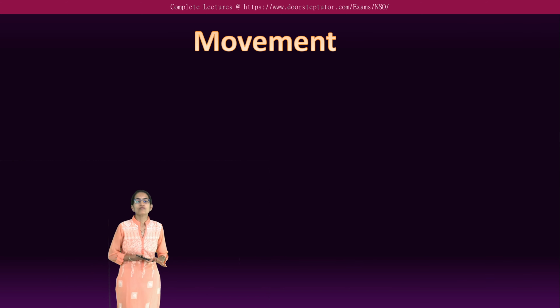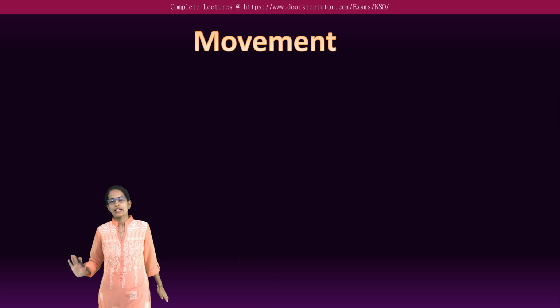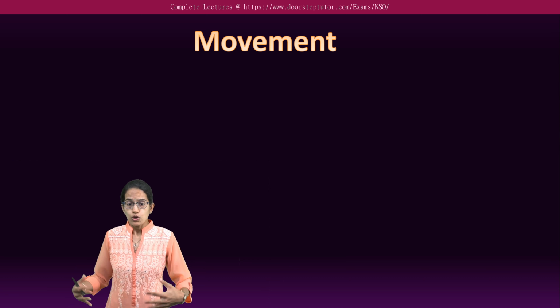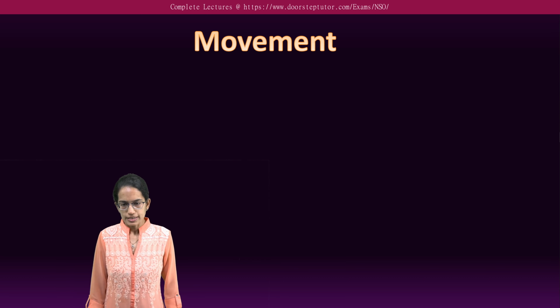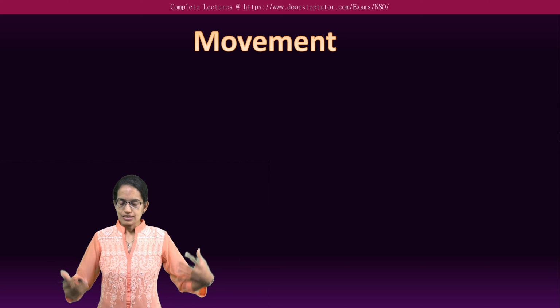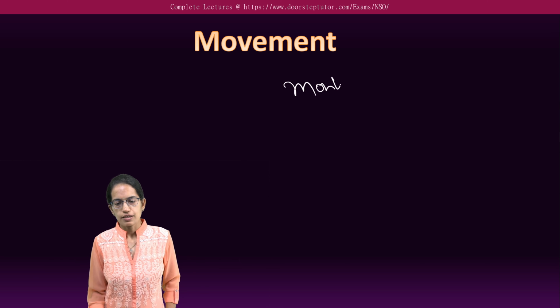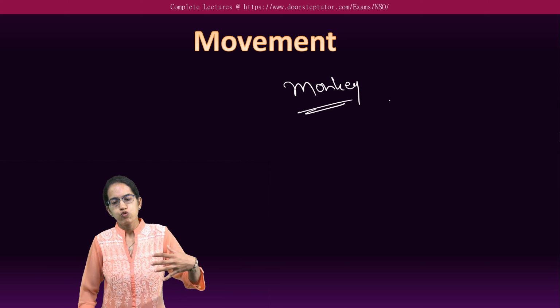The next is movement. Now movement again is an interesting thing. Human beings move on 2 legs. Our ancestors, for example, monkeys, moved on 4 legs, but 2 of the limbs which are on the back side are called hind limbs. The 2 in the front are called forelimbs.